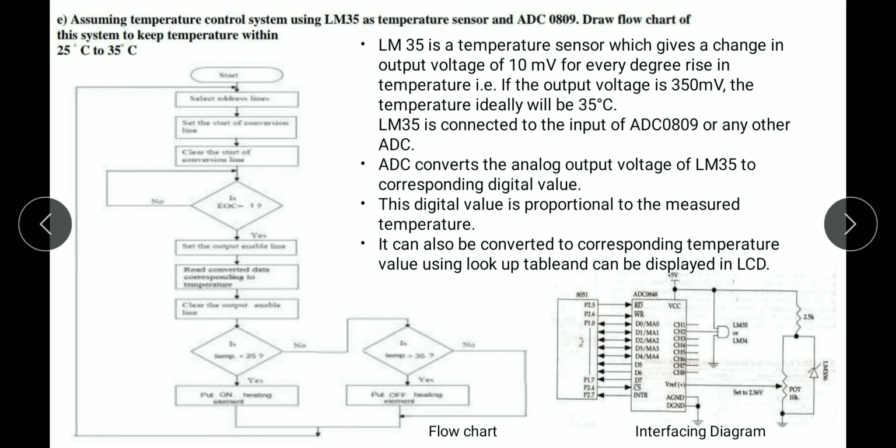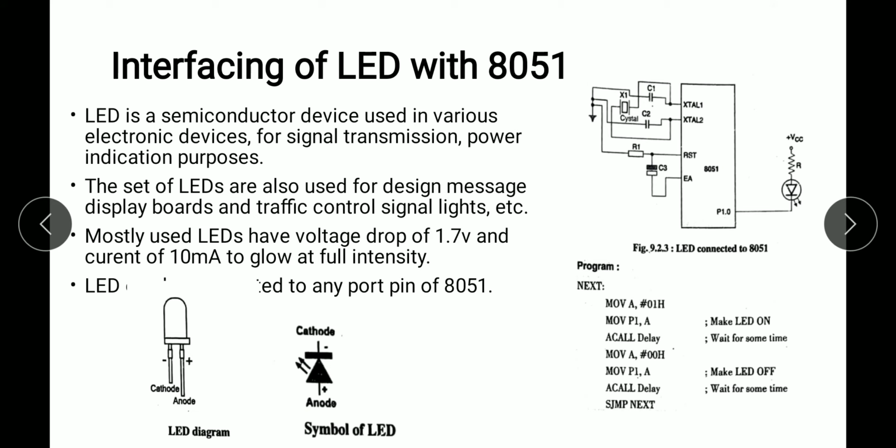Okay, so next is interfacing the LED with the 8051. So here the LED is a semiconductor device which is used in various electronic devices for signal transmission, power transmission and indication purposes. The set of LEDs are also used for design message display boards and traffic control signal lights, etc. Mostly used LEDs have a voltage drop of 1.7 volts and a current of 10 milliamperes to glow at full intensity.